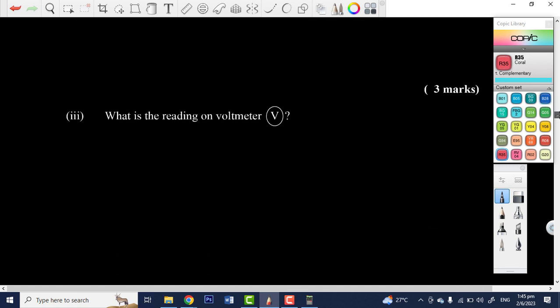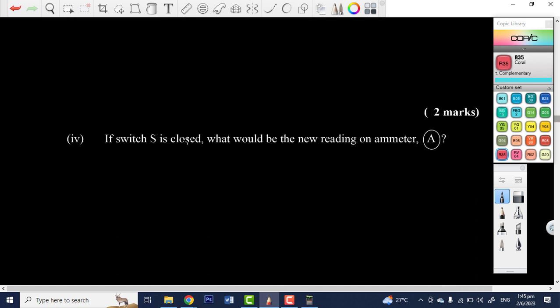Yes, sir. All right. So next thing now, it says if switch S1 is closed. So now we close the switch. S is closed. What is the new reading on the ammeter? So they want us to find the current. To find the current, we first say I is equal to V over R, because we know that from Ohm's law. So we start with that.